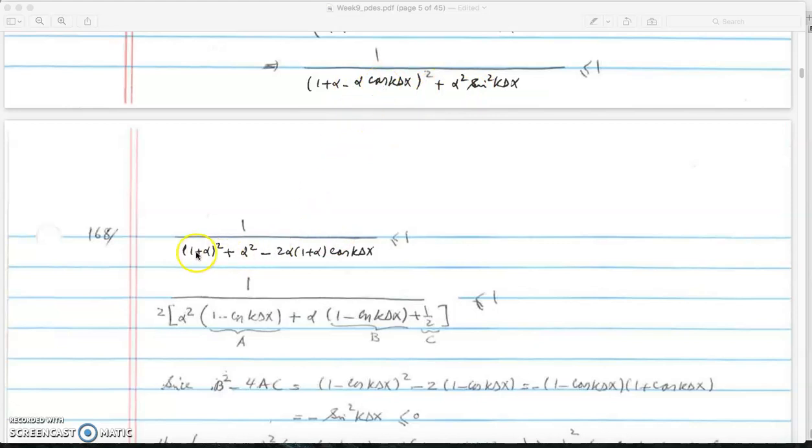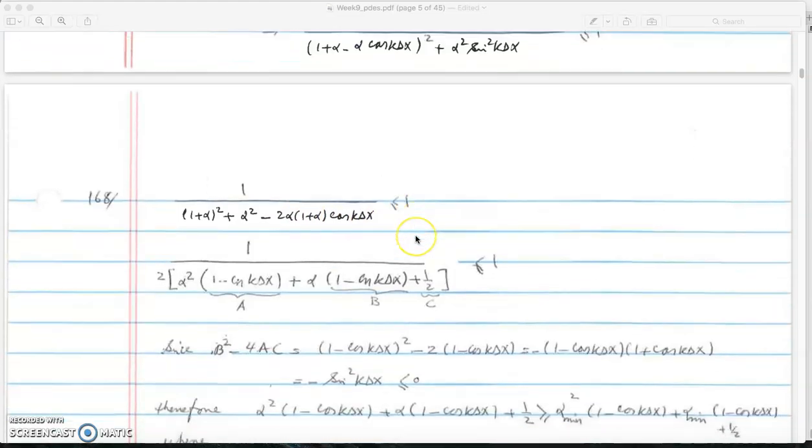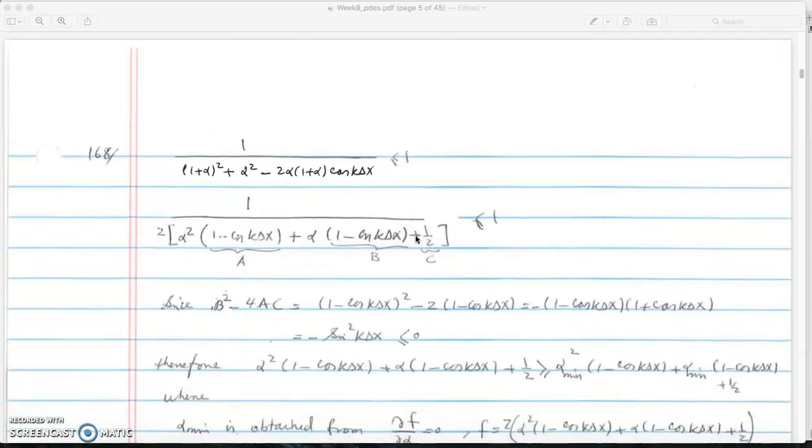So I'm going to get 1 plus alpha squared from here, and then plus alpha squared from these two, minus 2 times the first times the second. So here's the cross product. This has to be less than 1, or we're going to prove that this is less than 1. So let's group the common powers of alpha.